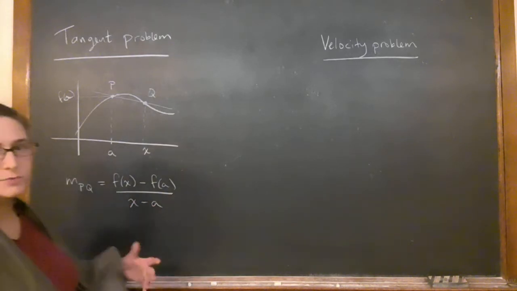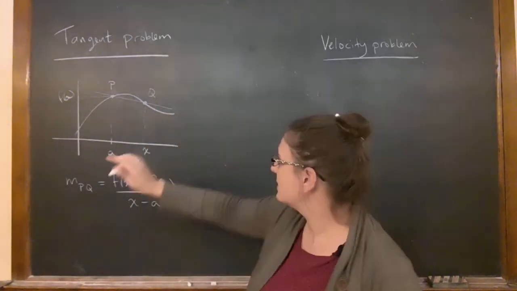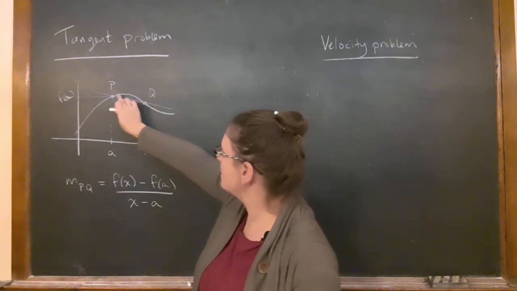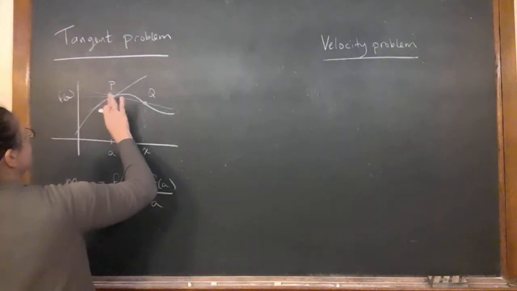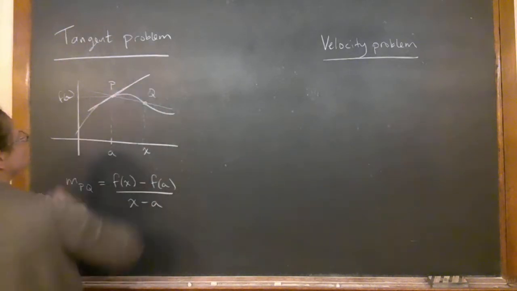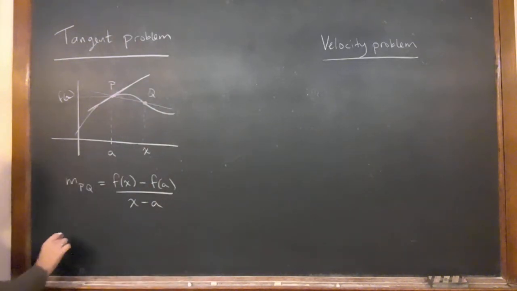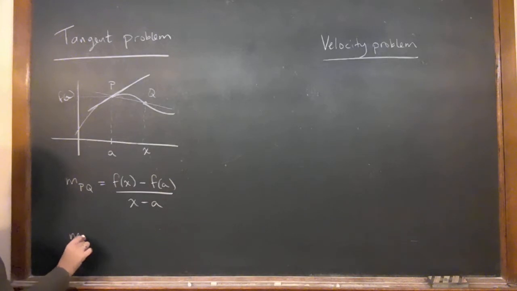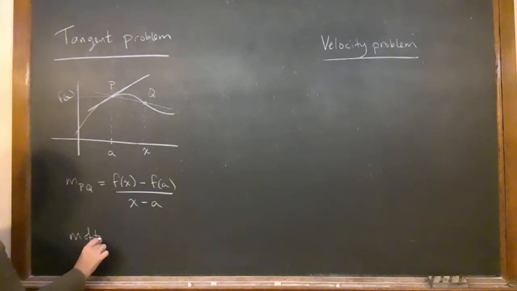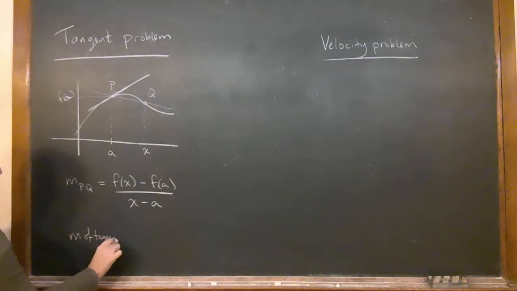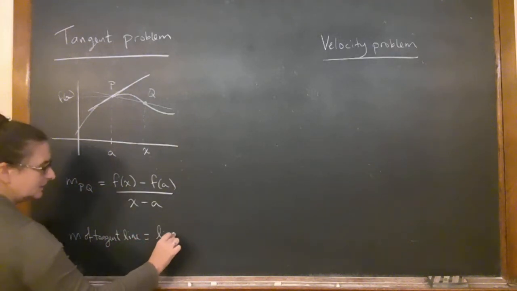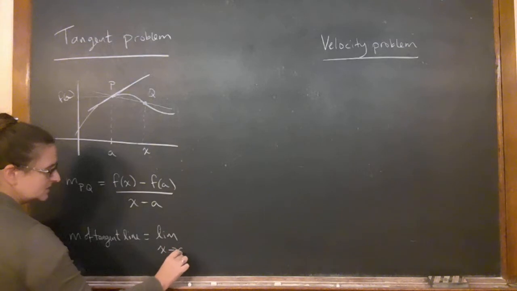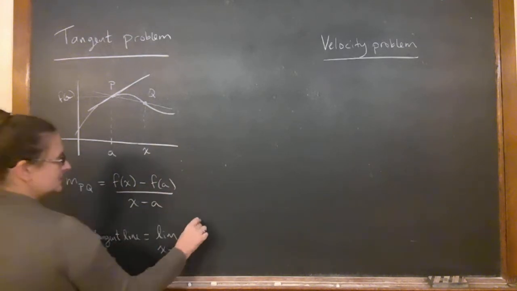And then, as we did, and we'll show it in all the videos and whatever, we took this Q and we moved it all the way over and over and over until we had a tangent line. So the slope of the tangent line, now we have the language, is the limit as x goes to a of this secant line slope.